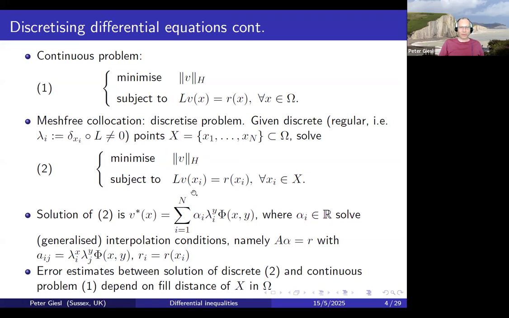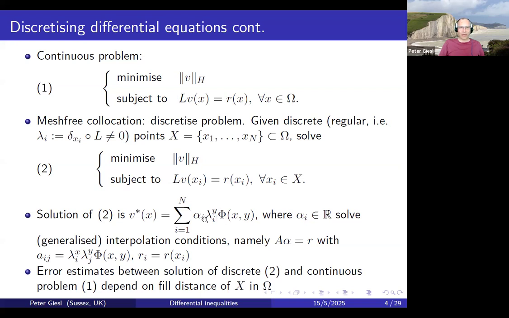And the solution of this problem is very easy to compute. It's basically this formula here. It's a linear combination of these functions. So what are these functions? If you see this for the first time, it looks a bit scary. So the phi is the kernel, arguments x and y. The x is this x.